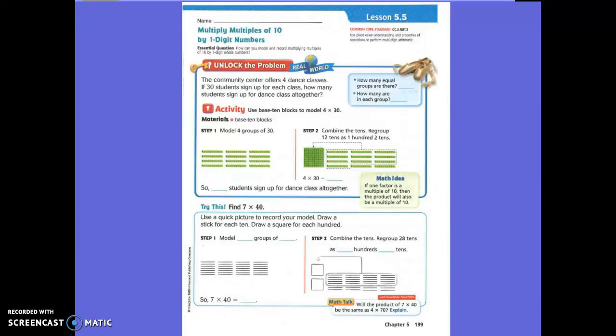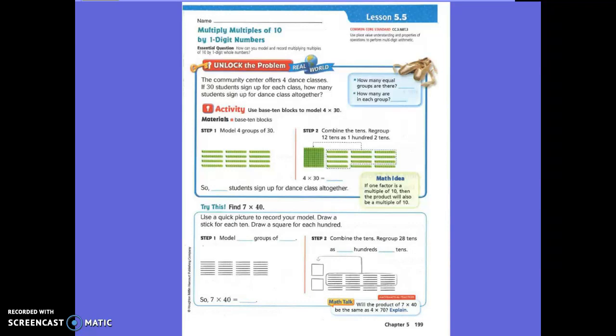All right, third graders, we will today model and record multiplication with multiples of 10. Okay, now read the problem. The community center offers 4 dance classes. If 30 students sign up for each class, how many students sign up for dance class altogether?